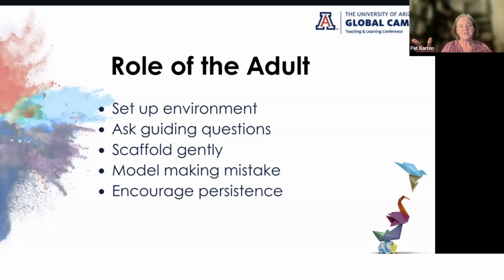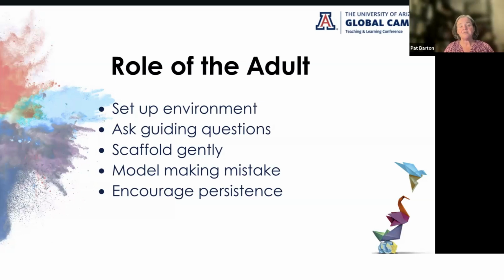So back to our role as an adult. Of course, always setting up the environment so they have the opportunity to access things that help them develop these skills. Asking guiding questions without solving it for them. That's really hard. It's always hard in early childhood, I know. But we have to give them that chance to struggle with it, scaffolding gently. It can be especially challenging and frustrating, but they benefit in the end by going through that process, and helping them develop it.